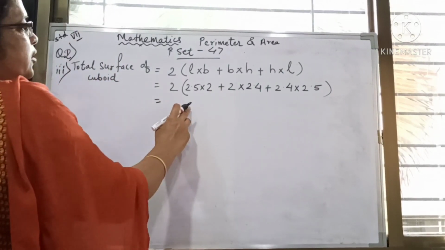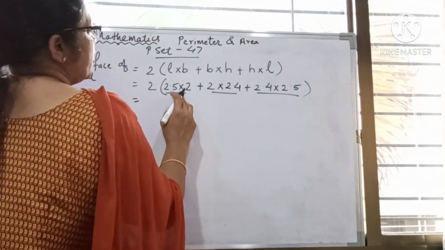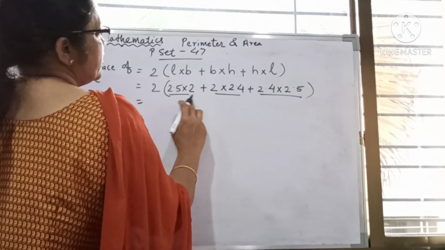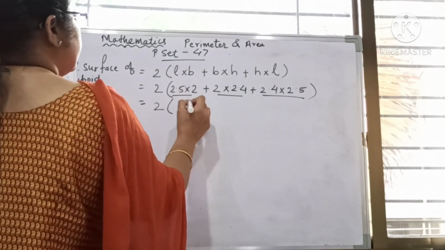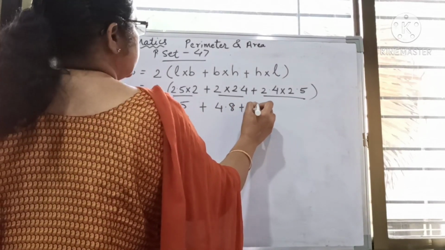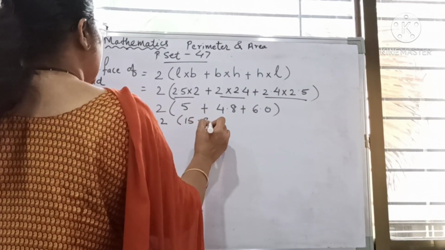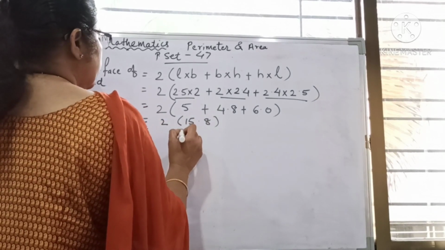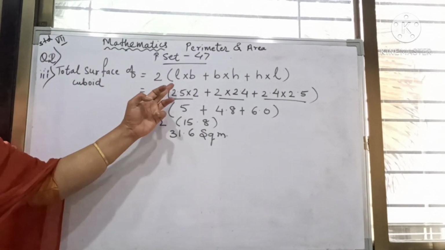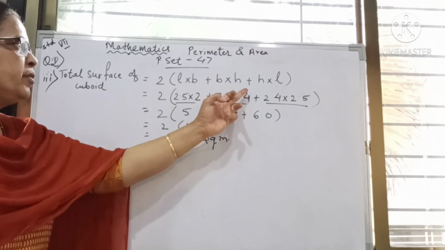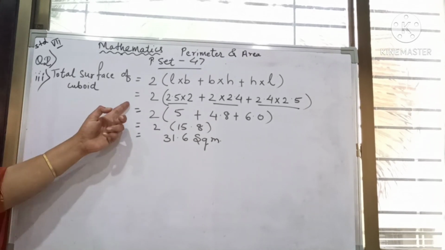So you have to do this multiplication, and after finding out the product, you write the answer here. So 2.5 into 2 is 5, plus 4.8, plus 6.0. So it comes to 2 into 15.8. So after multiplication you get 31.6 square meters. Though you observe that this is the bigger formula, but after practicing it 3-4 times, you can solve the sums.